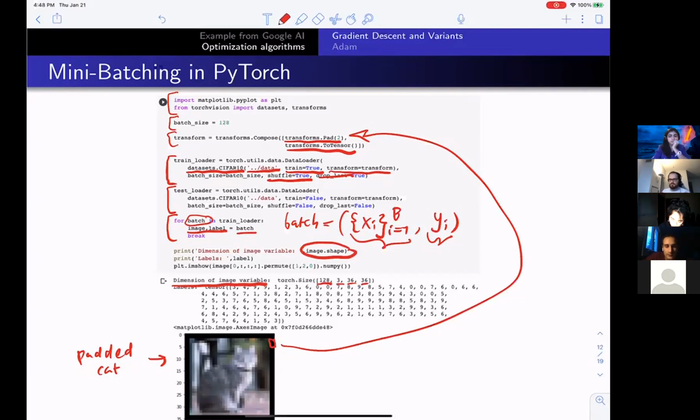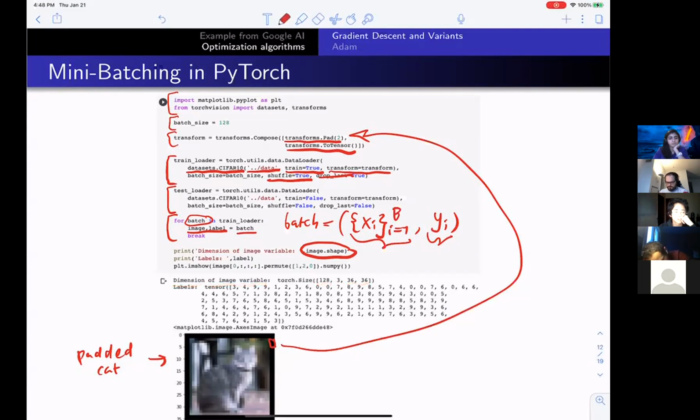RGB, that is correct, 3 channels, RGB. Why is it 36? The image size, right? And why is the image size 36 exactly and not some other number? So what's the size of an image in the CIFAR10 dataset? The size of an image is 32 by 32, right? So why do we have 36 here? Because we're doing padding. If we're padding by 2 on each side, then it's 32 plus 2 times 2, which gives you 36, right? So the dimensions of the image make sense.